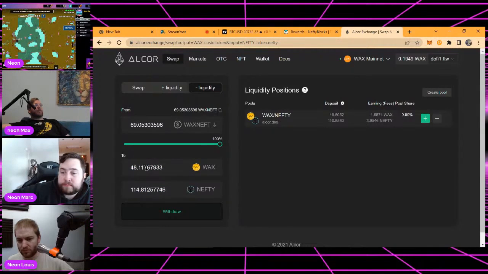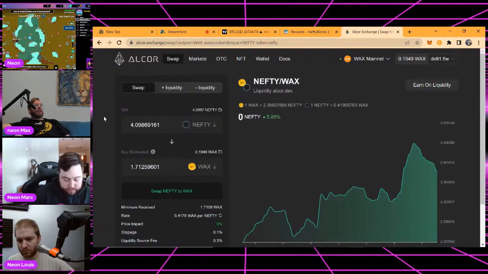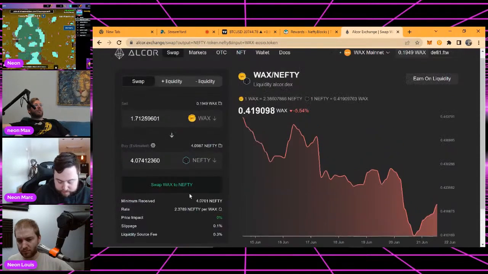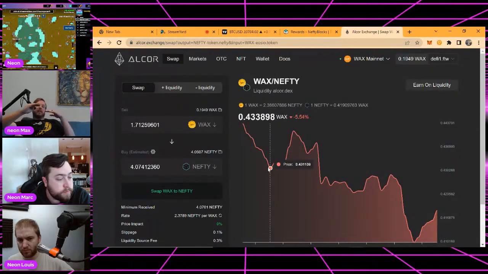This would be worth 48 times 2. So it's actually down a little from our 100 wax. And that tracks in line with you leaning towards the Nefty side of the pool. Yeah, so you can see here over the week since we started last week, the price of Nefty is down about 5%. And so what happened is 50 wax against whatever amount of Nefty.